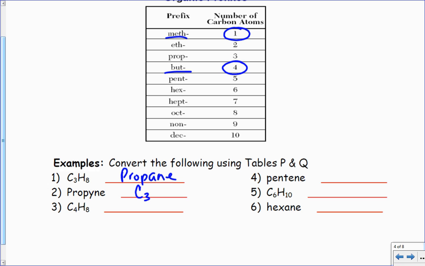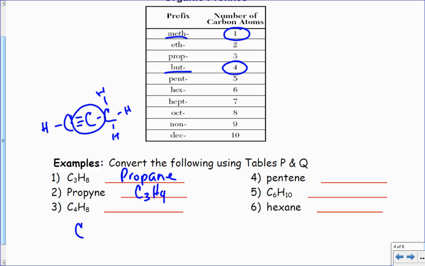C3. I have a triple bond in my carbon, so let me draw it. 1, 2, 3. Notice there are 4 bonds around the carbon in the middle, so he's not going to get any hydrogens. This one can only make 1 more bond, but this one here can make 3 more bonds. So it's C3H4. And this one here is C4H8.